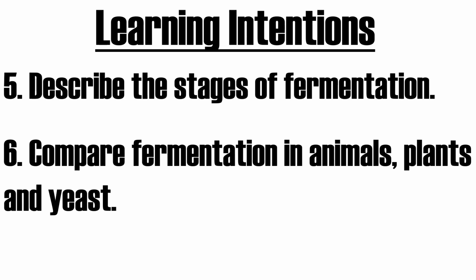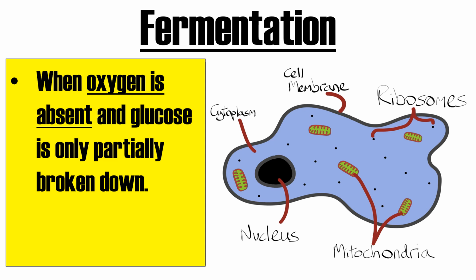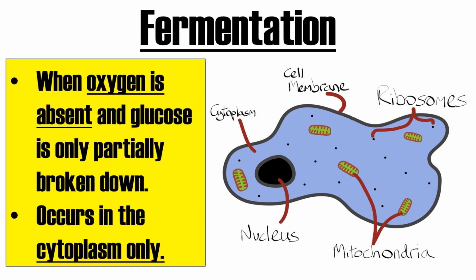So on to the last part of this. We're going to describe the stages of fermentation, and you're going to compare fermentation in animals, plants, and yeast. Fermentation is a word you will have heard of, and in terms of biology, or chemistry as well, fermentation is the process which takes place when oxygen is absent. I've already talked about this, and glucose is only partially broken down. So in terms of the cell, we're only looking in the cytoplasm for this. Forget about the mitochondria for fermentation.